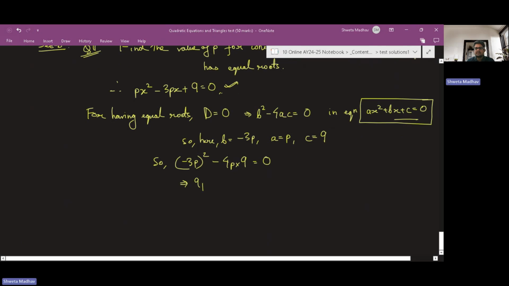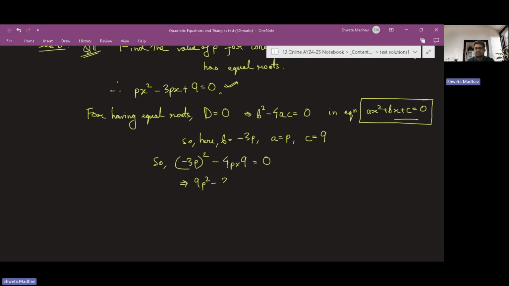It means that 9p square minus 36p should be equal to 0. So we can take 9p as common from these two. So 9p into p minus 4 should be equal to 0, which means p into p minus 4 should be equal to 0.